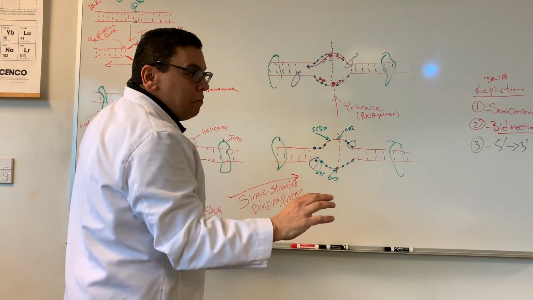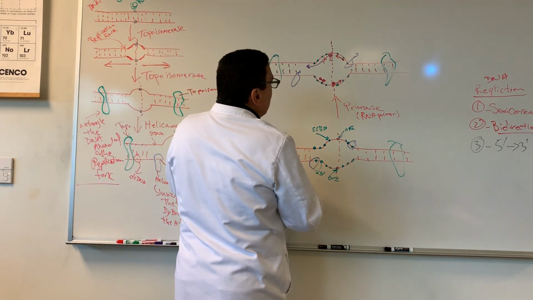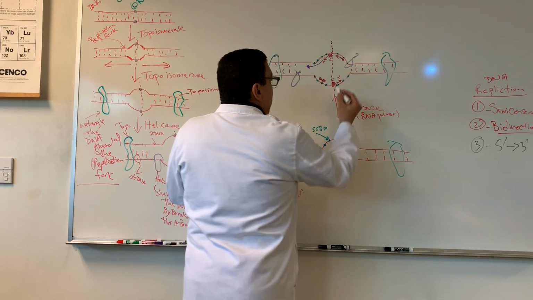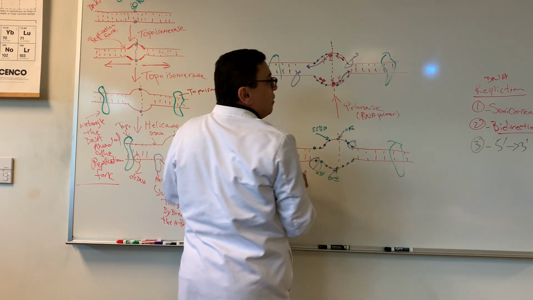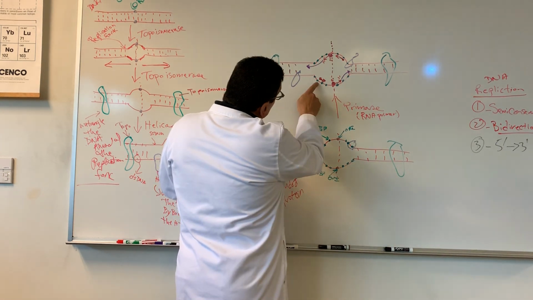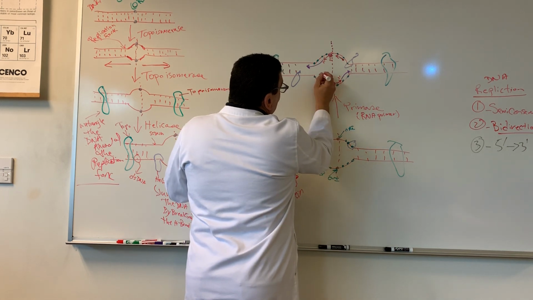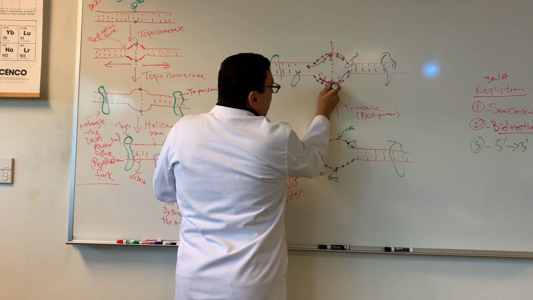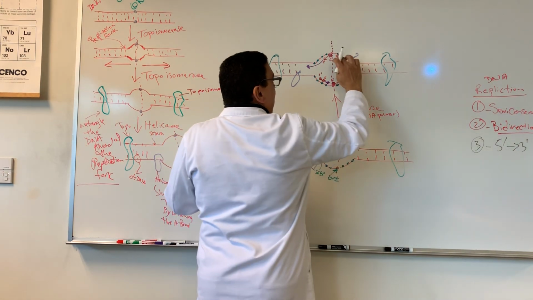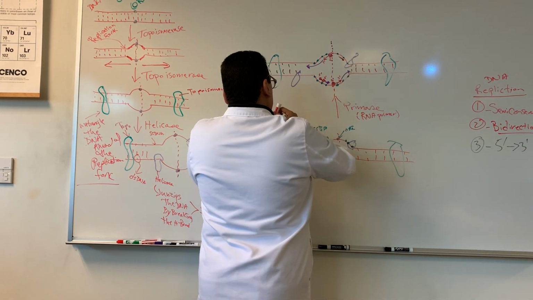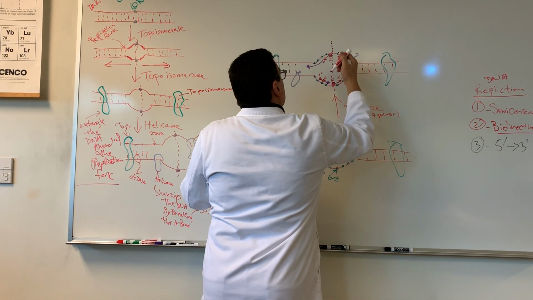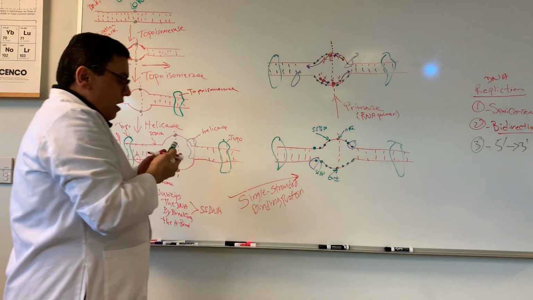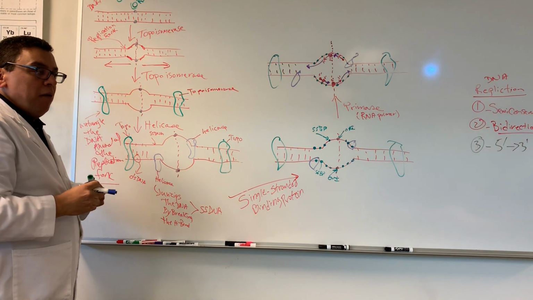All the time. Same thing with this one. This is 5 prime, this is 3 prime. The new DNA is going to go this way. Same thing with these two. This is 5 prime, 3 prime. The new DNA is going to go this way. And same thing with this one. I'll make this a little shorter. The new DNA is going this way. New DNA is always made 5 prime to 3 prime.